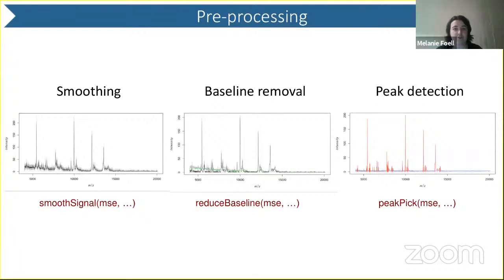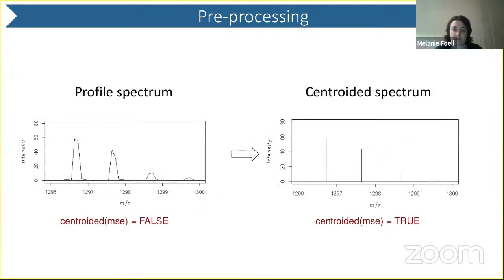Here are some examples for pre-processing steps: smoothing, baseline removal, and peak detection. Smoothing is necessary to remove some noise in the spectrum and make the peaks really nice and smooth. Baseline removal is quite a typical step for MALDI data, and peak detection, you anyway know what it means. And this is also an important step for any type of MSI data. Just as a reminder, before the peak detection, we have profile spectra where we have several data measurement points that describe one peak. And afterwards, we have centroided spectra where for each mass, we only have one intensity value.